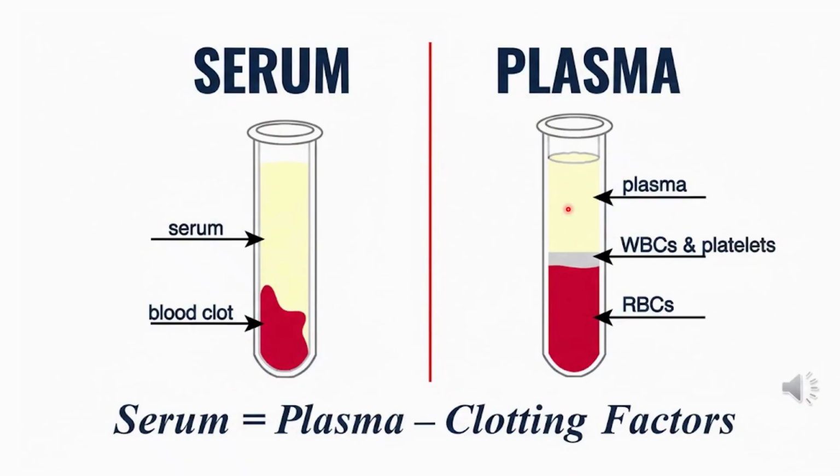On the right is plasma. The plasma is obtained when blood is collected in a tube containing an anticoagulant, and it is then centrifuged. After centrifugation, the plasma forms the top layer, followed by a thin buffy coat that contains white blood cells and platelets, with the RBCs settling at the bottom. Unlike serum, the plasma contains clotting factors including fibrinogen. In summary, serum is plasma minus clotting factors.